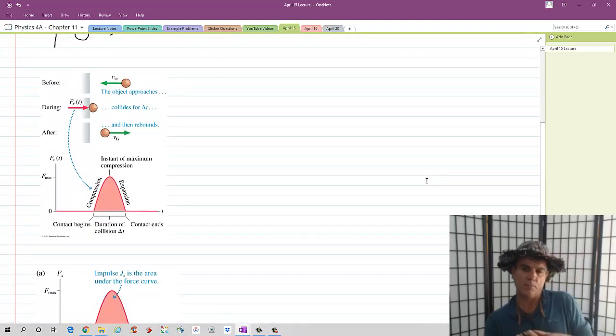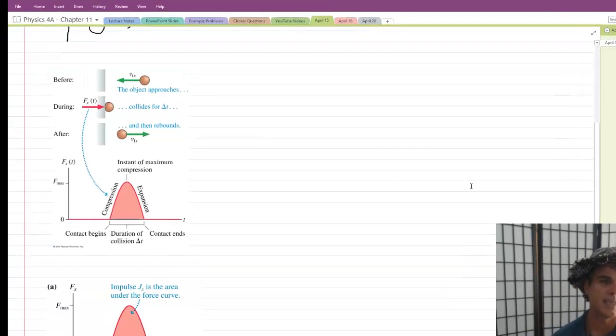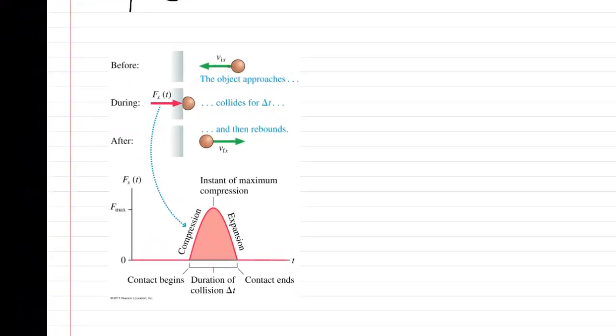So here's a figure I got from your book. It shows the exact same situation. I have a ball which is approaching the wall to the left. It collides with the wall, and the wall exerts a force on the ball for a certain amount of time, delta t. Then as a result of that, the ball rebounds and ends up moving in the opposite direction. So this is what a plot might look like of the force of the wall versus time. Again, it starts at 0, increases to some maximum value, and then decreases back to 0.